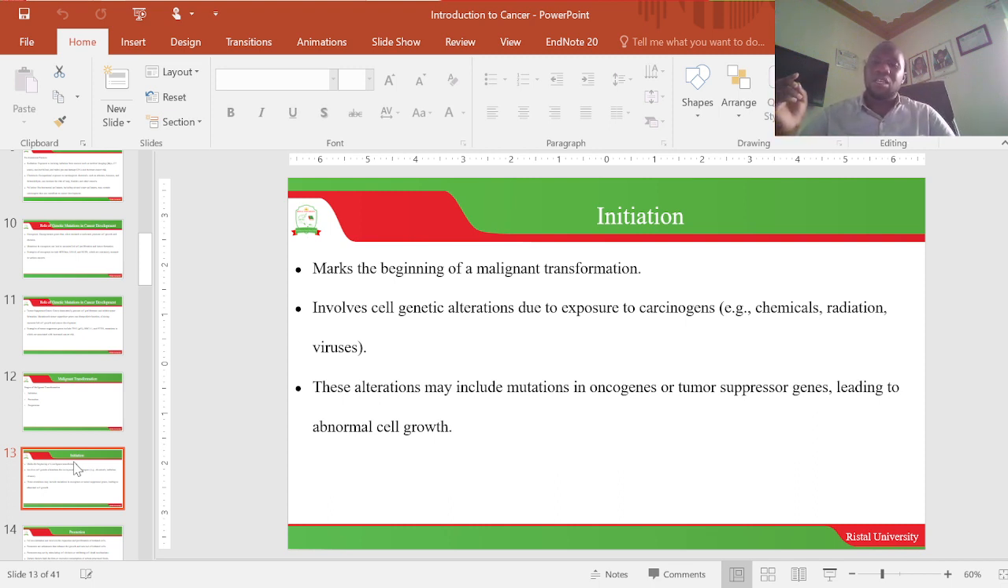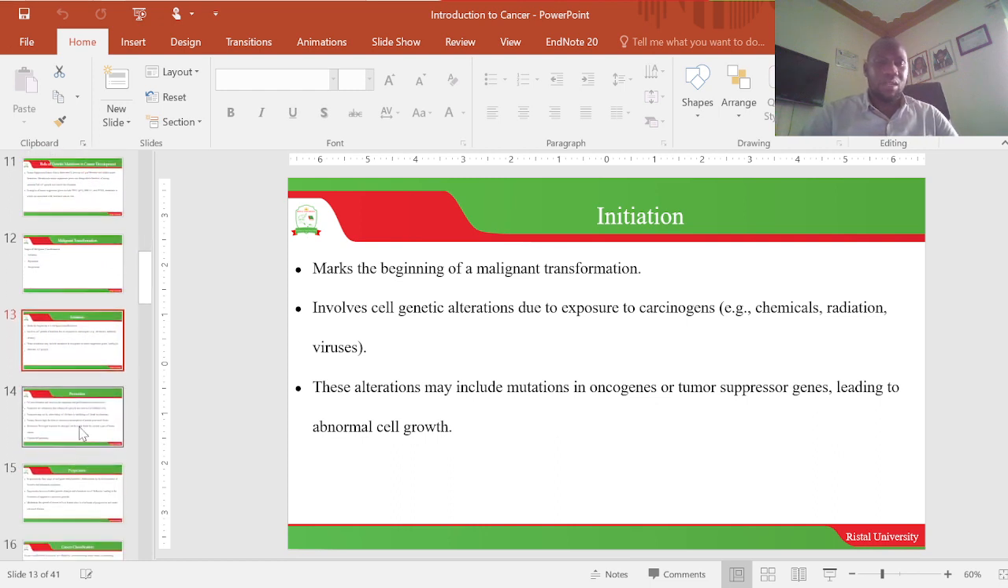Which we said, we have chemicals, radiations, and viruses, like for example the human papilloma virus that is linked with cervical cancer. And then it is also being reported that Helicobacter pylori could be associated with stomach cancer, which is a bacteria associated with a cancer. So you have these agents damaging the genetic makeup of the cell. These alterations can happen either in oncogenes or in tumor suppressor genes, and this eventually leads to abnormal cell growth.